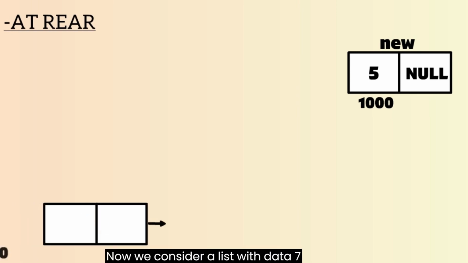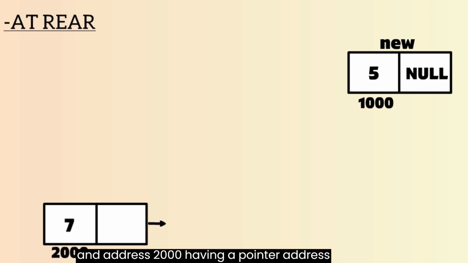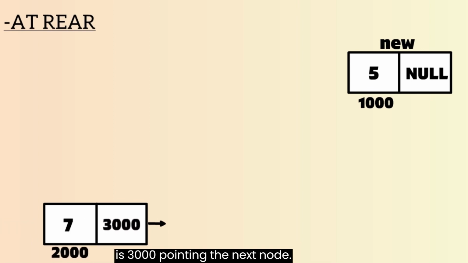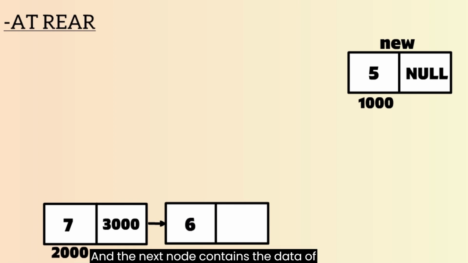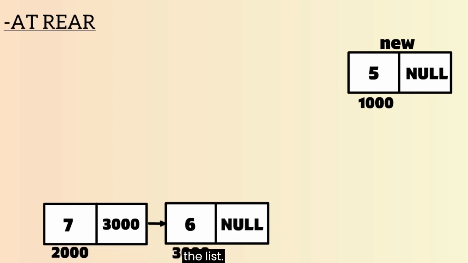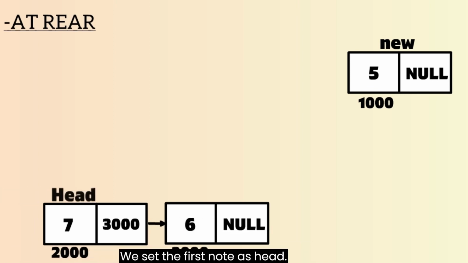The next operation is insertion at rear. Same as last operation, we would create a new node, which is to be inserted at rear. Now we consider a list with data 7 and address 2000 having a pointer address as 3000 pointing to the next node. And the next node contains the data of 6 and address 3000 having pointer address as null as it is the last node in the list. We set the first node as head.